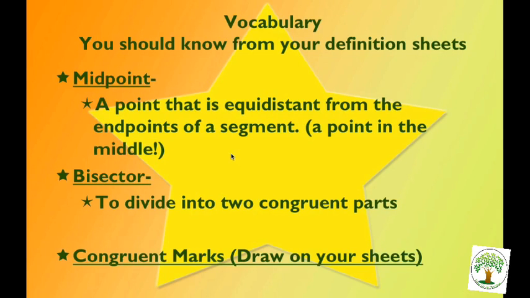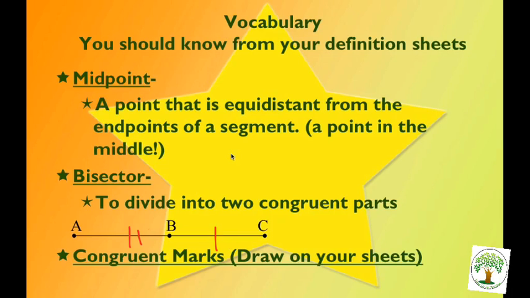We're going to learn how to make congruent marks today. If I have a little segment here, and if I know that B is the midpoint, then I can put a mark on there. If I put a single mark, and there's a single mark and a single mark, that means that those pieces are congruent. There are times when you might see a double mark.